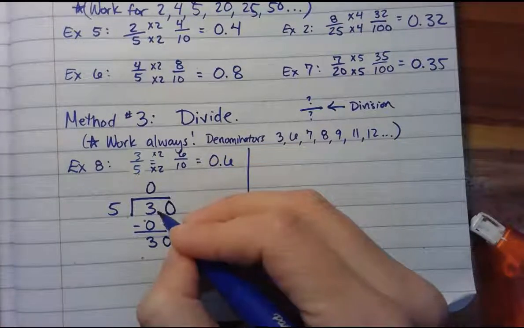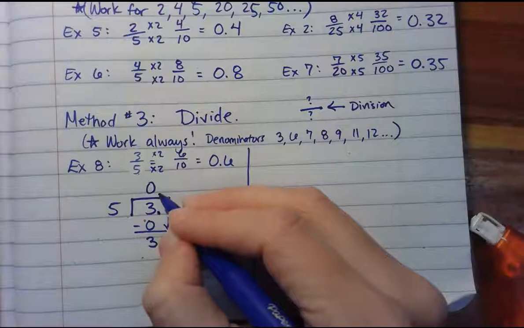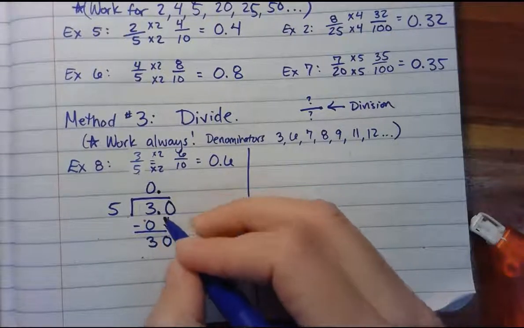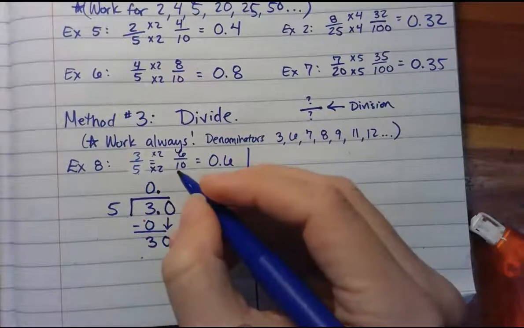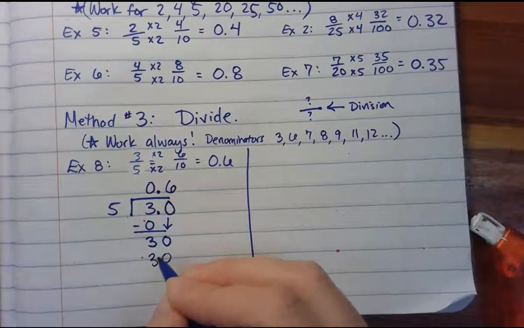What you have to remember to do as well is, if you add a decimal into the number that you're dividing, you also add a decimal straight up in the air above your division mark. And so now we can do division again, but 5 goes into 30 6 times. And so 6 times 5 gives me 30.